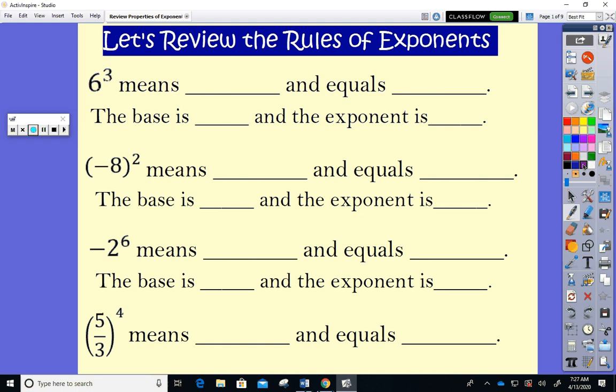So we're changing into what will wind up being our last chapter of the year, I'm fairly certain. And we're going to talk about polynomials. Before we do, we need to make sure that you're okay with your basic exponent rules.